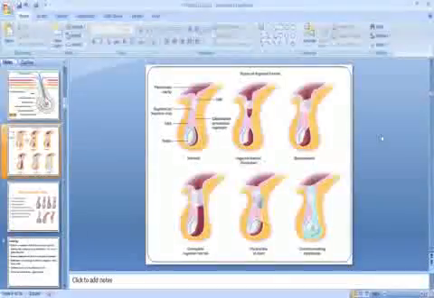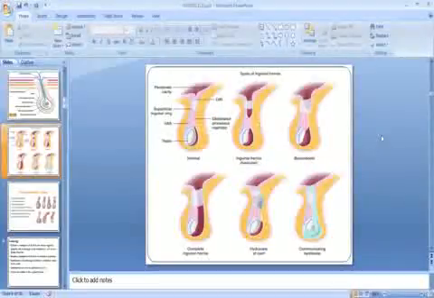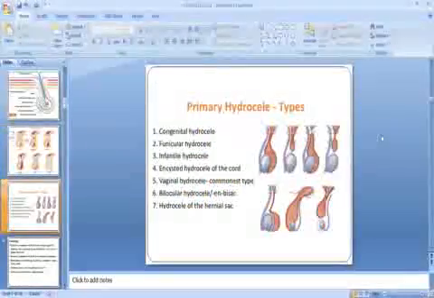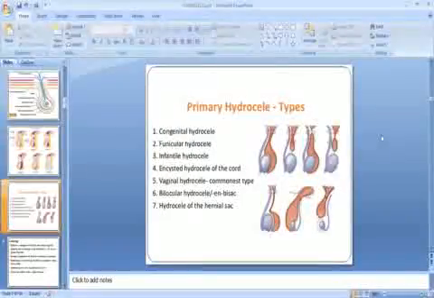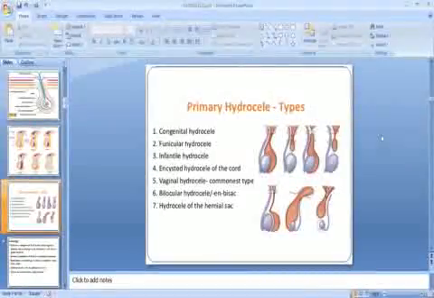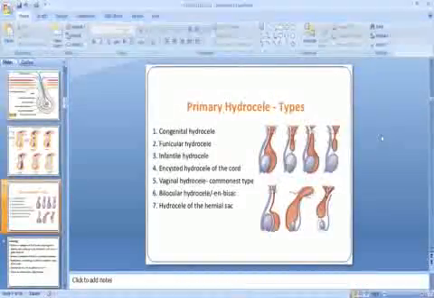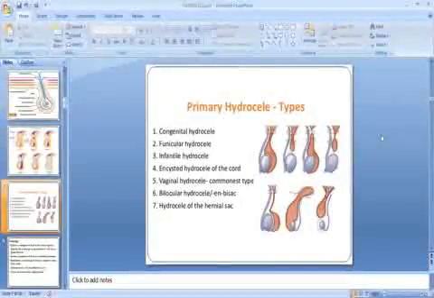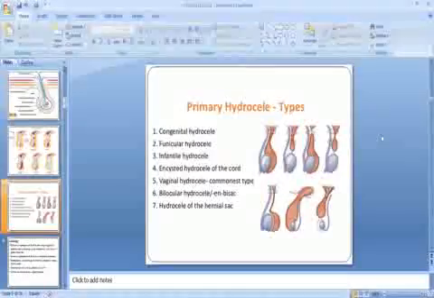There are types of hydrocele: primary hydrocele, congenital hydrocele, funicular hydrocele, infantile hydrocele, encysted hydrocele of the cord, vaginal hydrocele, bilocular hydrocele, and hydrocele of the hernial sac.